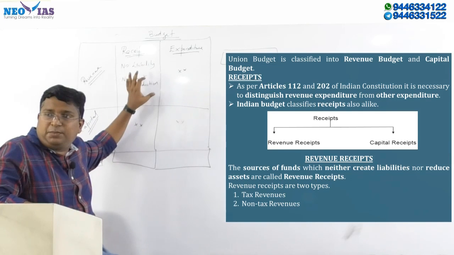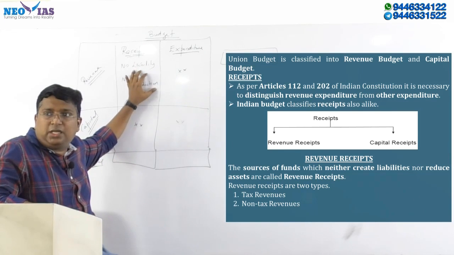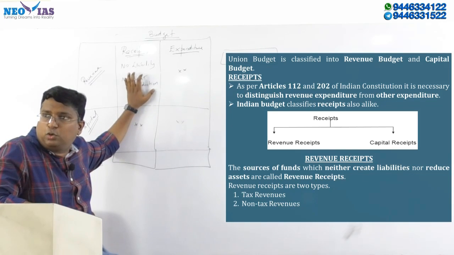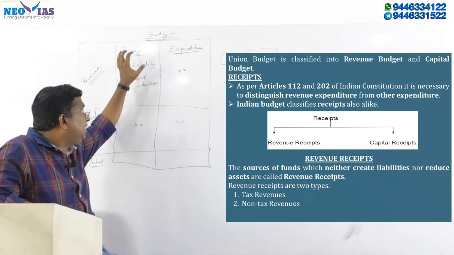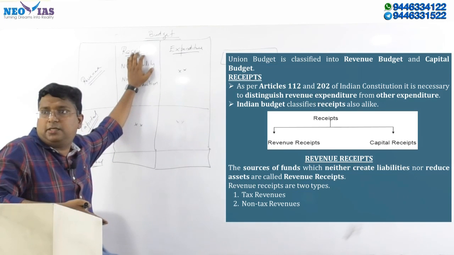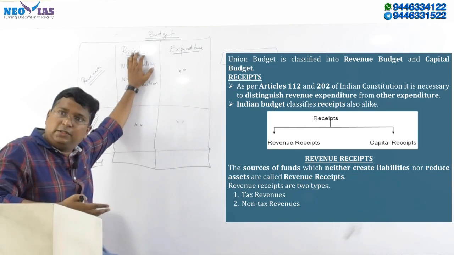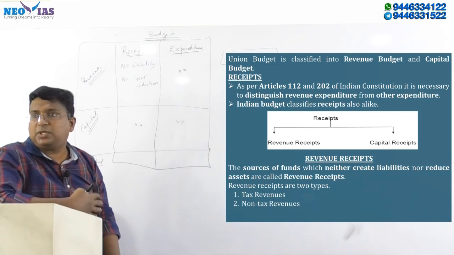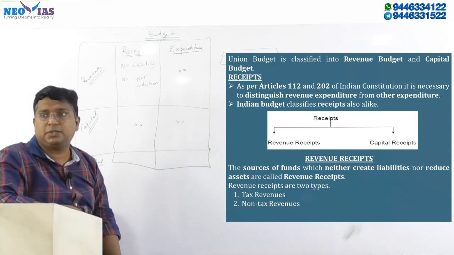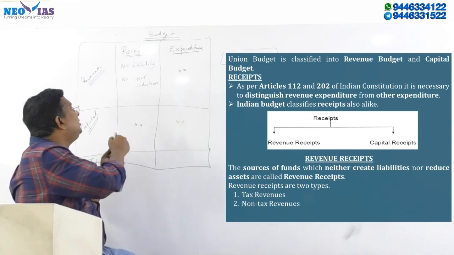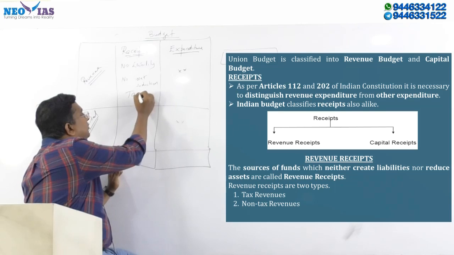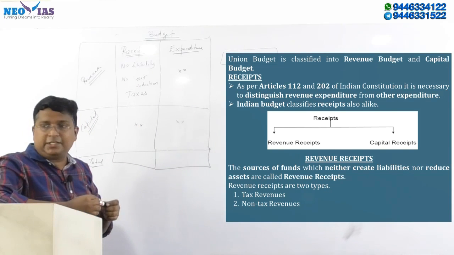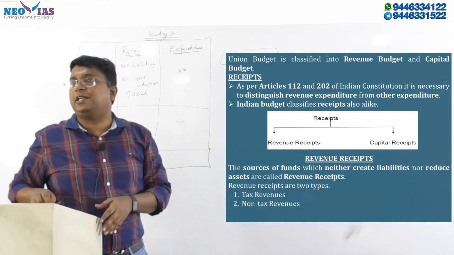So in revenue receipts, there is no reduction in the assets of the central government. The central government is not losing any asset. The central government is not creating any new liability. With these two conditions in mind, it is getting some receipt. That receipt is revenue receipts. The most important revenue receipt is tax. The different taxes the central government gets go to the revenue receipts.